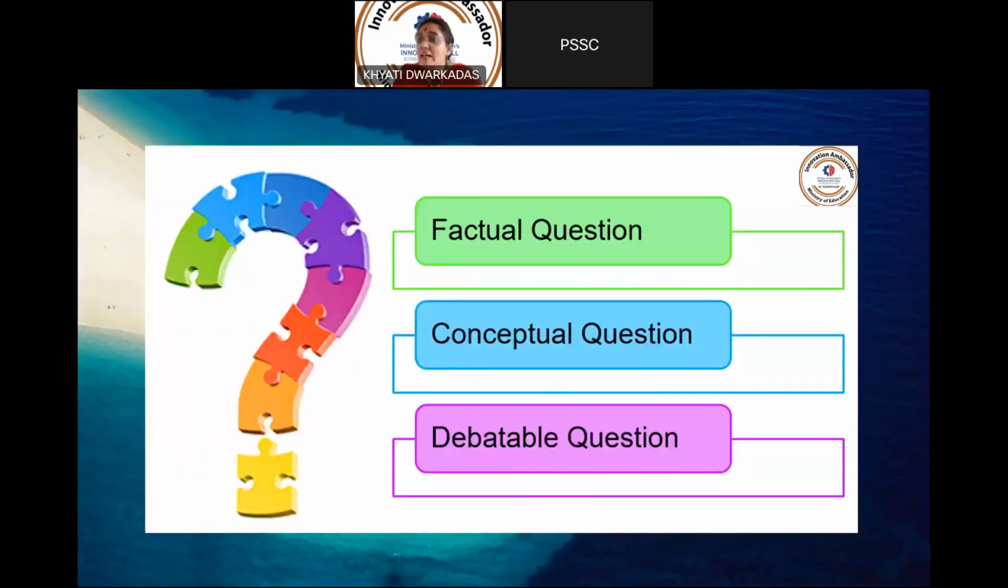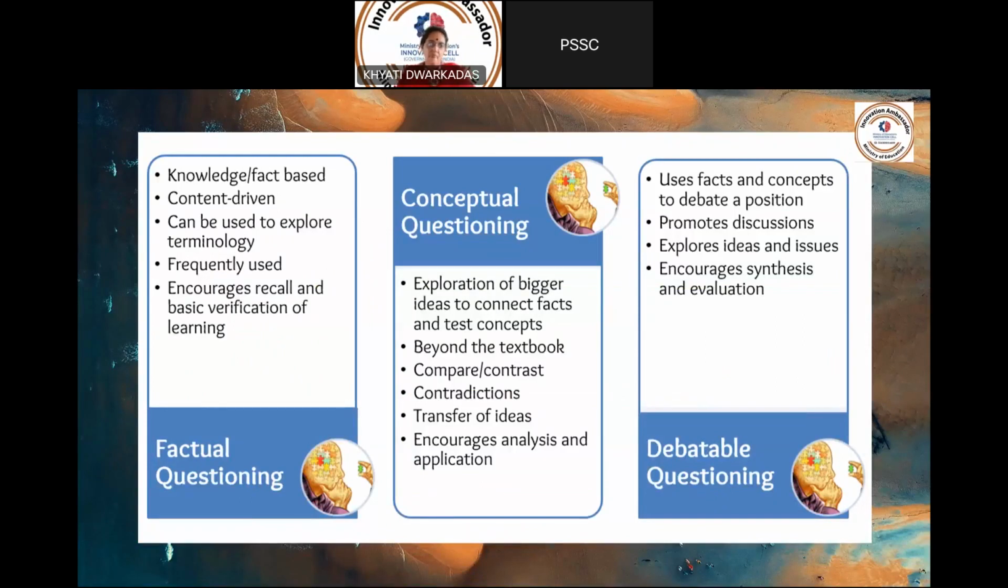And so we have three kinds of questions also: factual questions, conceptual questions, and debatable questions. And we'll quickly look at what they are. Now, a factual question is based on knowledge and fact. Content driven, can be used to explore terminology. Frequently used, encourages recall, basic verification of learning.